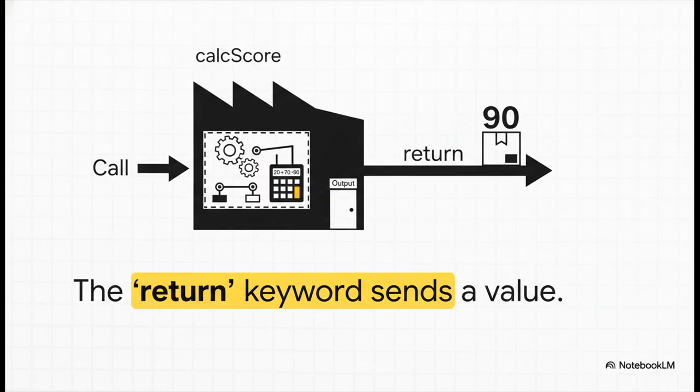Take a look at this calc score function. It takes in the number correct, it does the math, and it gets a final score. And then that final line, return score. That's the magic ticket. That's the command that says, okay, I'm done. Here's the answer. Send it back.